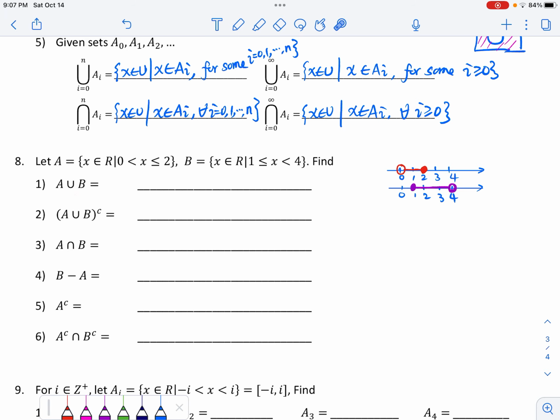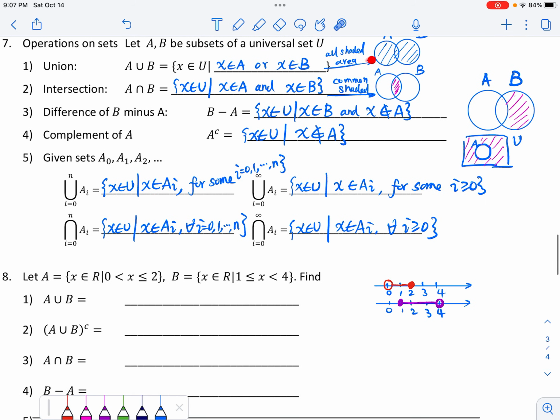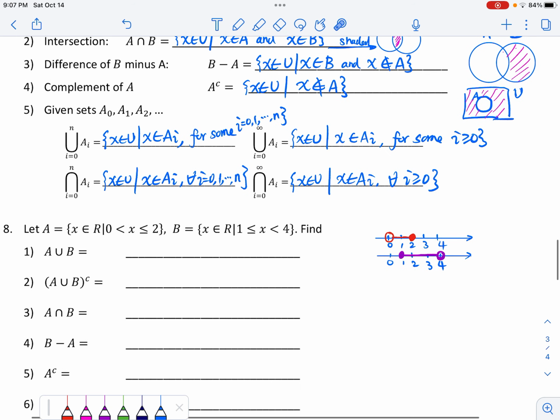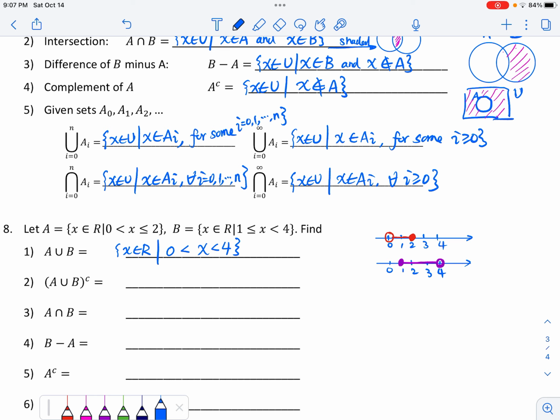Let's find A union B. If you remember, A union B means all the shaded area. If I move this so that they coincide, I try to figure out what all the shaded area is. You can see that it's from 0 to 4, not including both boundary points. So here that's a collection of all X, where X is from 0 to 4, excluding the boundaries. Again, I'm looking for all shaded area in this case. Those will be kind of useful tricks.